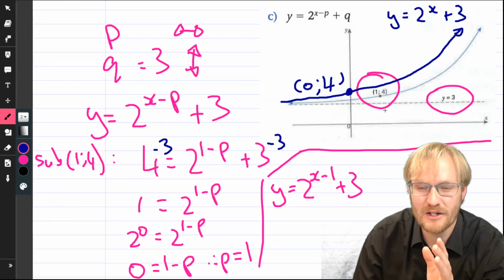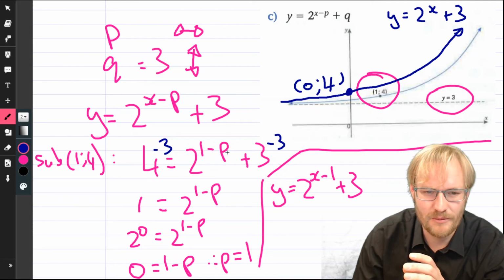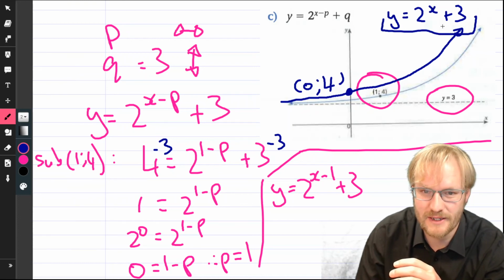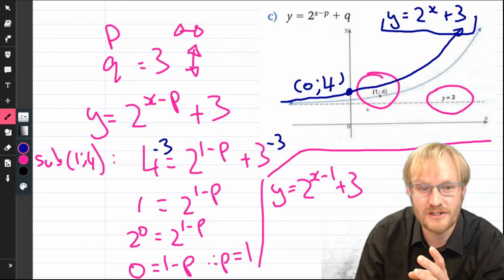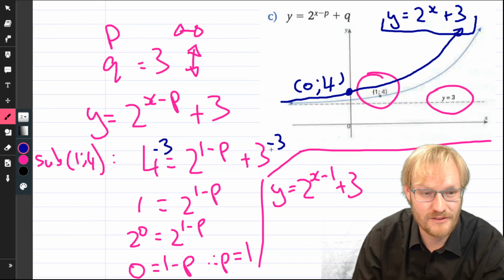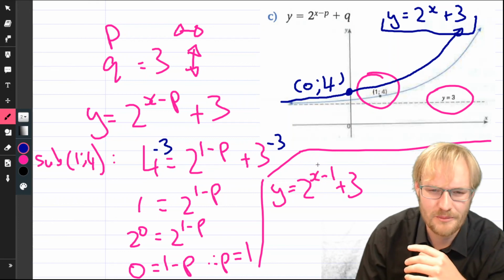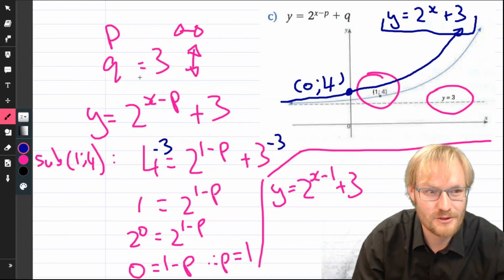So you may possibly have seen that our p-value must have been 1, knowing that this graph's y-intercept was 0, 4. Therefore, this must have been shifted right. But definitely safer to just substitute in that other point and we'll get there because we can show our logic as well. So there we go. That is question C.